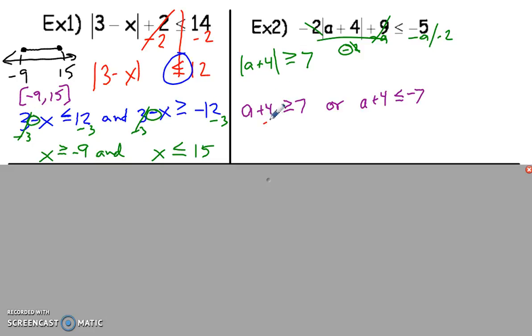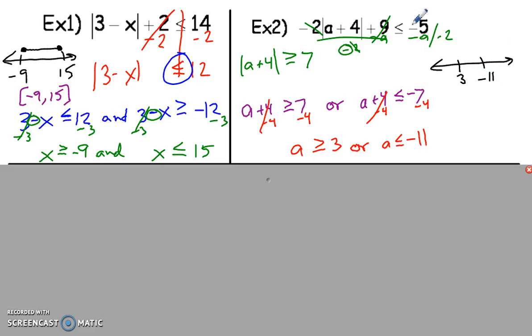And then I solve both of those. Easy here, just minus 4 everywhere. A is greater than or equal to 3, or A is less than or equal to negative 11. And then I can graph that. Once we get that part, the graphing here shouldn't be too hard. We talked about how to do these before.